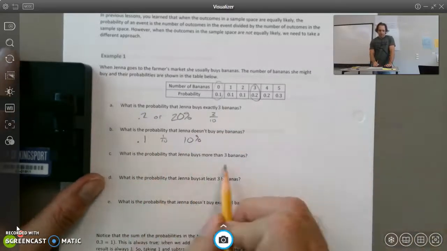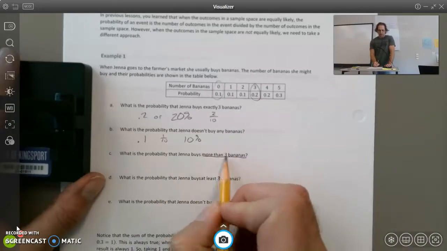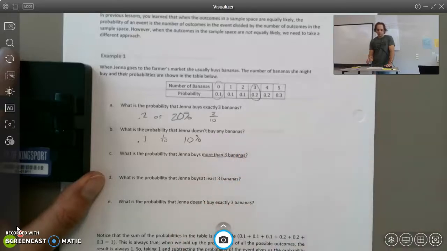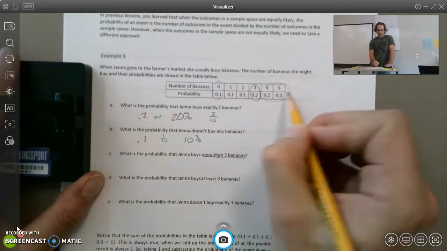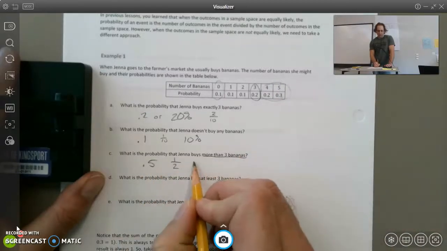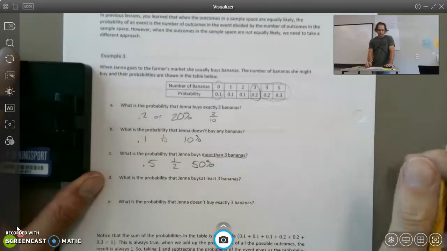What is the probability that Jenna buys more than 3 bananas? More than 3. So does that include 3? No. But it includes 4, 5, 6, 7, anything more than 3. So that would be 4 and 5 together, which would be 0.5 or 1/2. Or 50% of the time she buys more than 3 bananas.